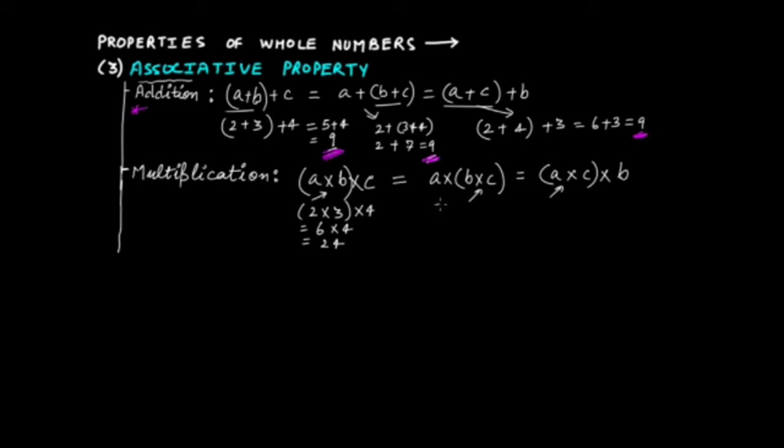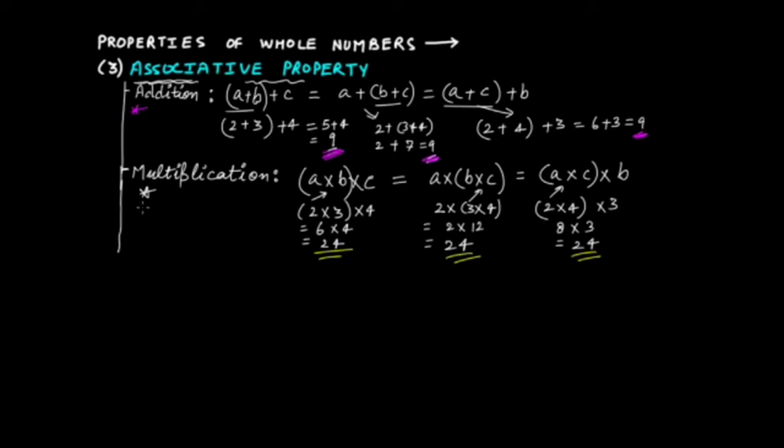Even in this case, this is 2 and then 3 multiplied by 4, and this would be 2 multiplied by 12, this would be 24. And even in this case, it would be 2 multiplied by 4 multiplied by 3, and it would be 8 multiplied by 3, this would be 24. So you could see that in all the cases you are getting the same answer, and therefore, just like addition, the multiplication of whole numbers will follow the associative property.